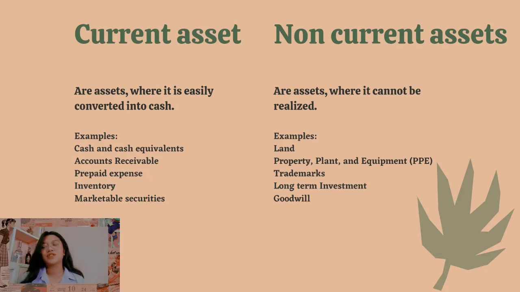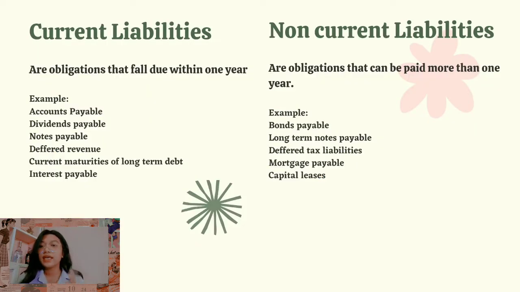Let us proceed to the other one, which is the current and non-current liabilities. Current liabilities are obligations that fall due within 1 year. Ito yung mga debt or utang na mababayaran lang natin within 1 year, or sabihin natin na the same year kung kailan mo siya inutang. It is also known as the short-term liabilities, and the examples are accounts payable, short-term debt such as bank loans or the commercial paper issued to fund operations, dividends payable, notes payable, and the likes.